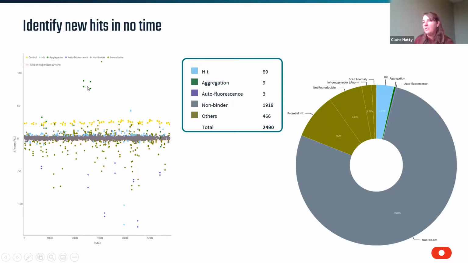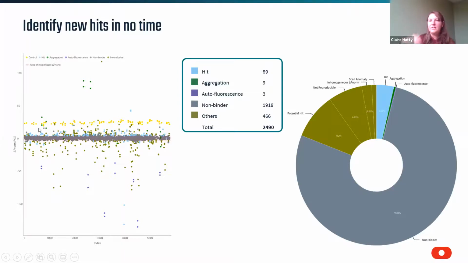So then we see some of these hits would be in the blue. We see the points that are hits. These are just relative to the reference, so we have all of the references here. Then we would have non-binders here in the middle as well, and they would have to deviate.